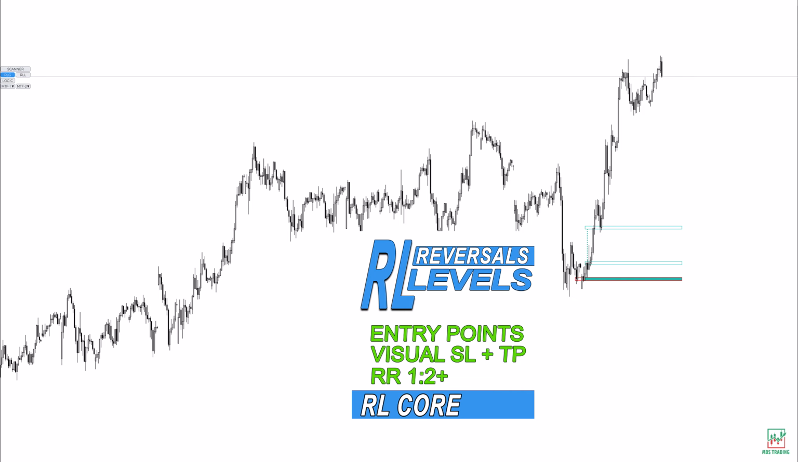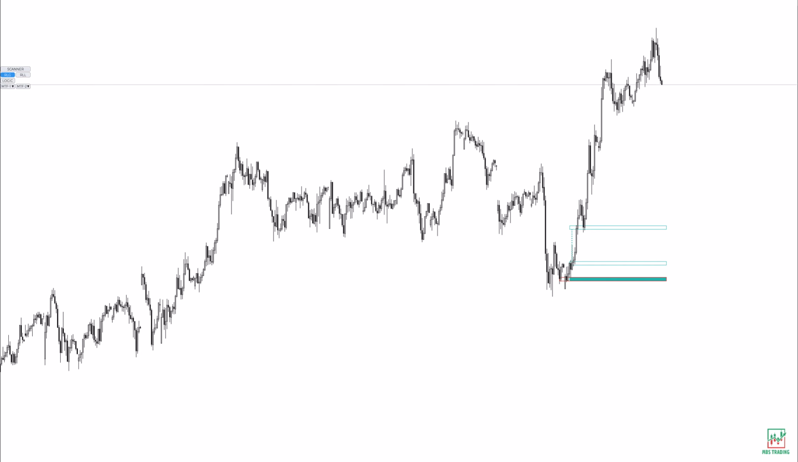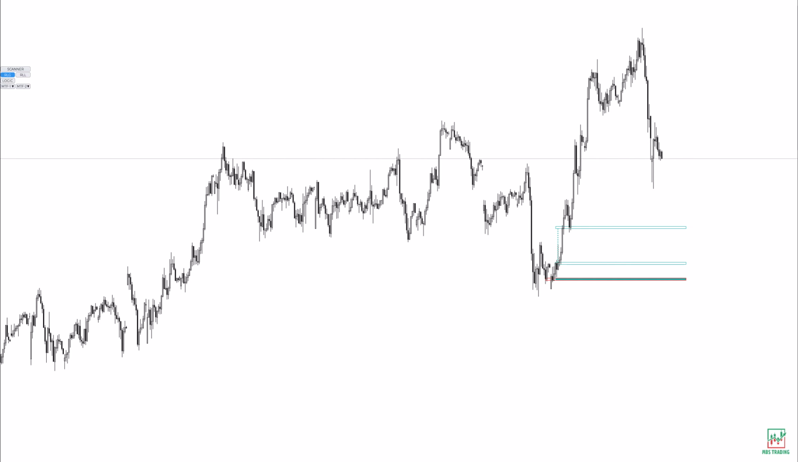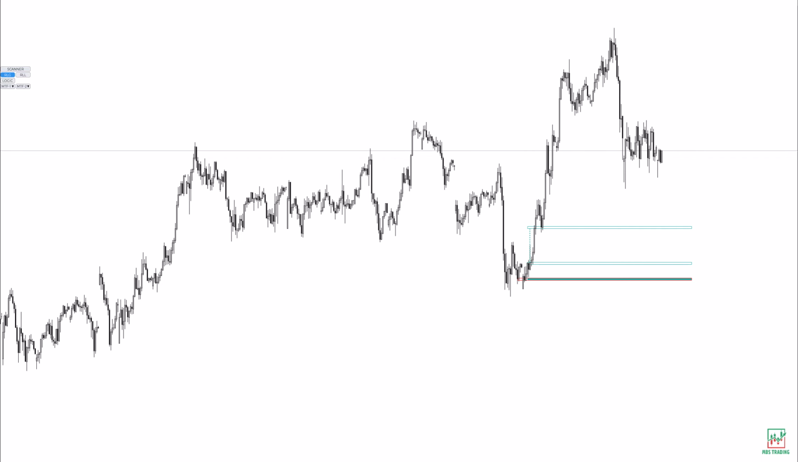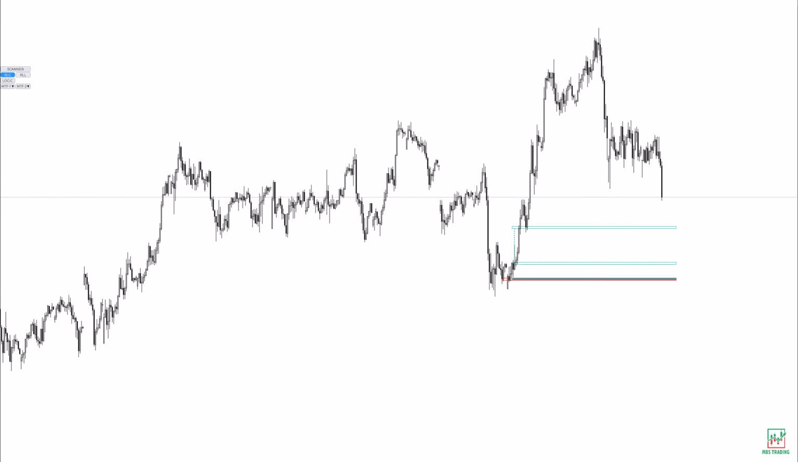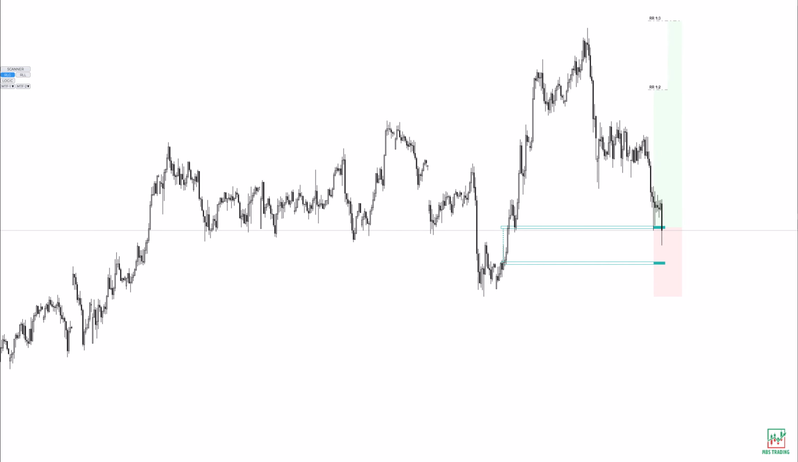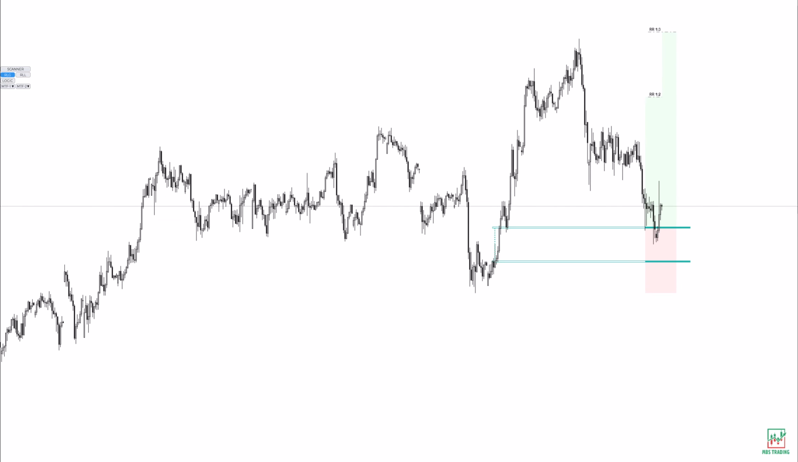A global reversal levels indicator formed at major trend reversals. It highlights zones with high execution potential, compatible with all instruments, currencies, metals, indices, stocks, and crypto, suitable for both beginners and professionals.